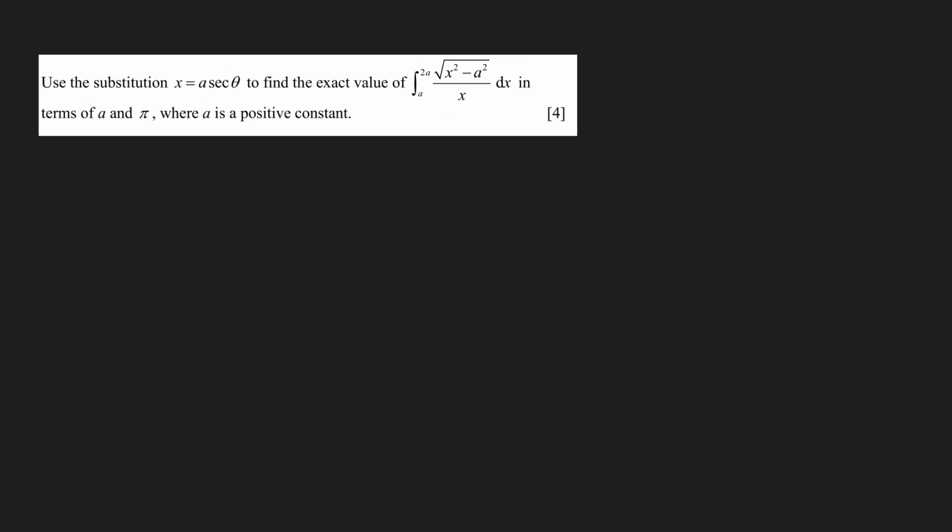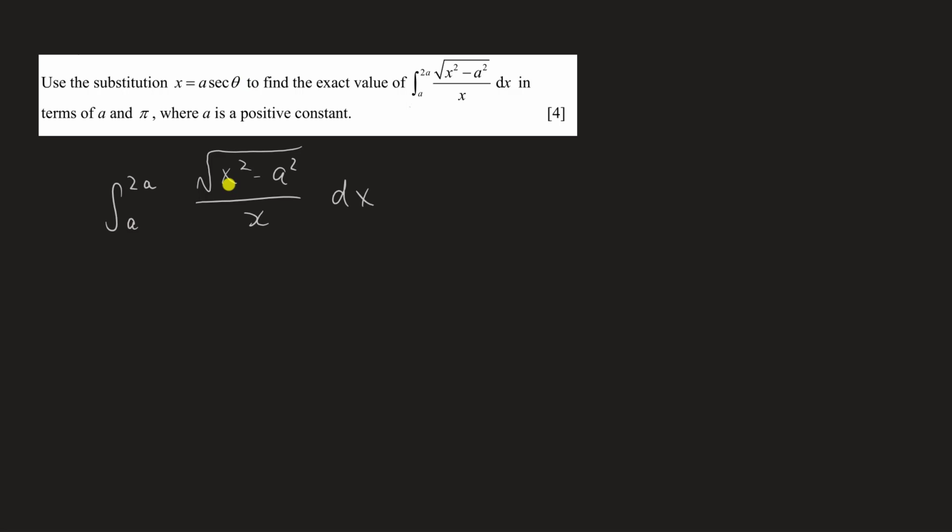Okay, first one: use the substitution x equals a secant theta to find the exact value of this definite integral. Let me copy it down: from a to 2a of square root of x squared minus a squared over x, dx. We have to recognize there are three things for us to change. Because x is the variable here, we are integrating with respect to x. We will need to incorporate theta to replace all the x we see.